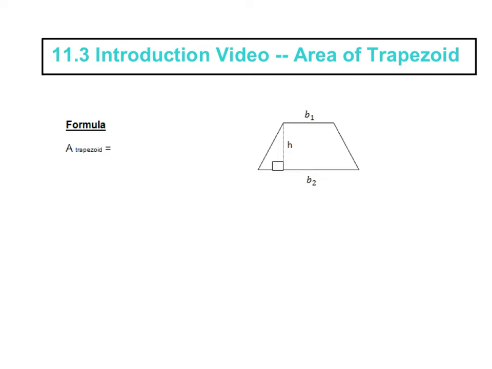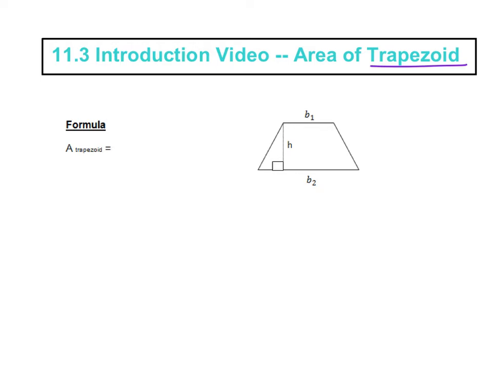All right, so now we're going to move on to trapezoids. If you remember, a trapezoid is a polygon that has one pair of parallel sides. So these two sides are parallel. You can notice we label them as base 1 and base 2.